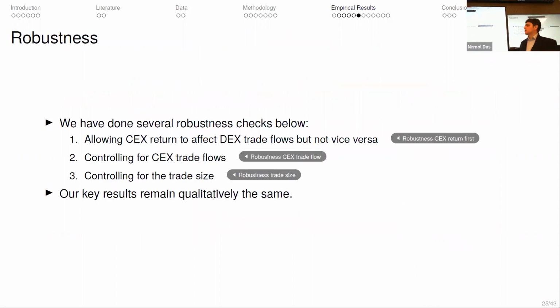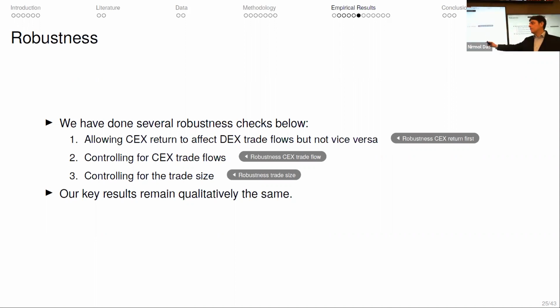I just want to mention some robustness tests. I have some backup slides, but for the sake of time, this is a question that we discussed a lot. If we reverse the causality order, letting the exchange return affect the trade flows but not vice versa, you see the same higher contribution to price discovery coming from the DEX trade flows with high fee, and the aggregate price impact is still the largest for the DEX trade flows with high fees, although the magnitude is a bit smaller. This is somewhat expected because you are not allowing the DEX trade flows to contemporaneously affect the returns.